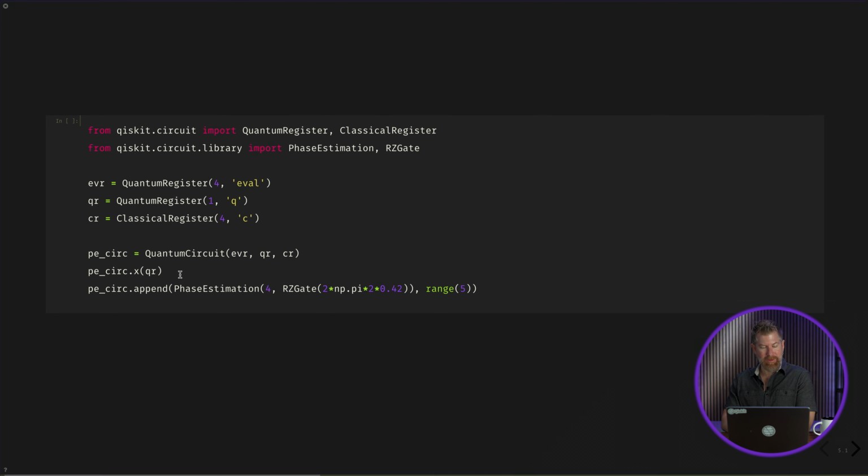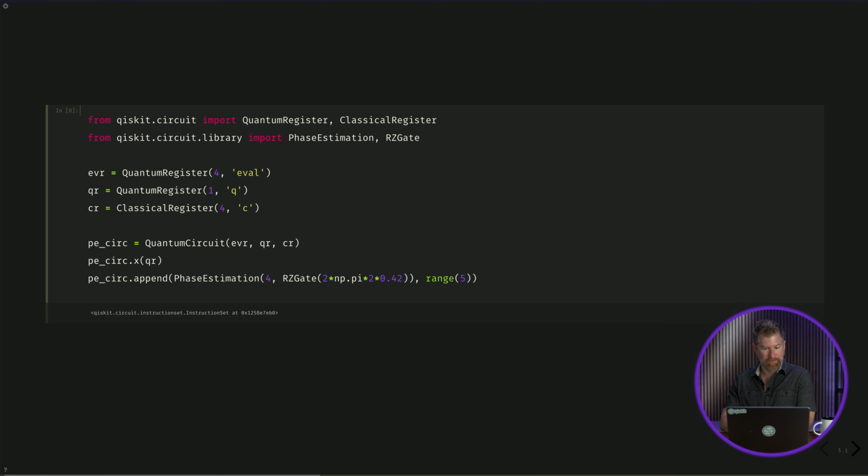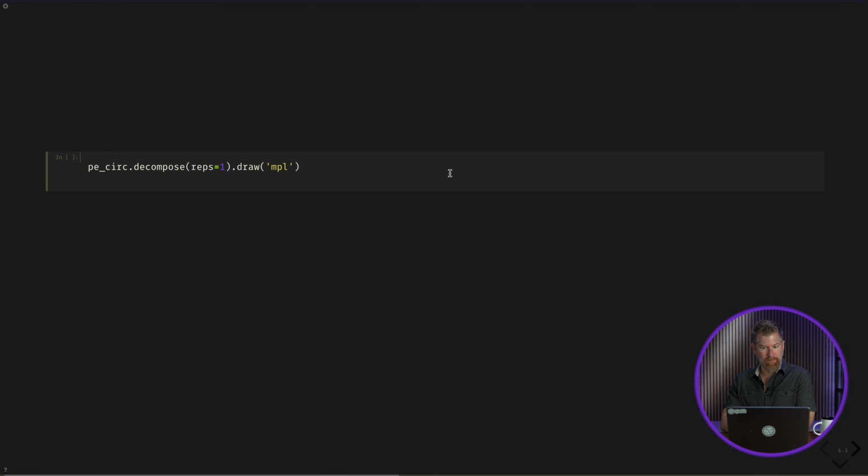We'll do an X gate to the computation register to prepare that in the 1 state, and then we'll append a 4-qubit phase estimation circuit with the RZ gate as our controlled unitary. Here we'll put an angle of 2 pi times 2, because we'll get half the angle out of this, times 0.42. And then we put this on a range of 5 qubits to include both the computation and evaluation registers. Let's take a look.